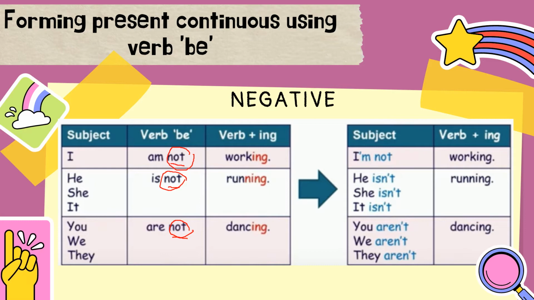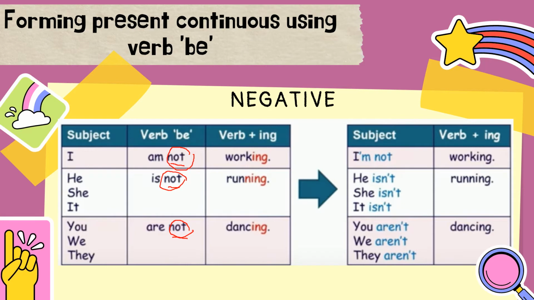So it will become: I am not working. He is not running. She is not running. It is not running. You are not dancing. We are not dancing. They are not dancing. And if you want to use contractions, you can use I'm not. There is no change for this part.